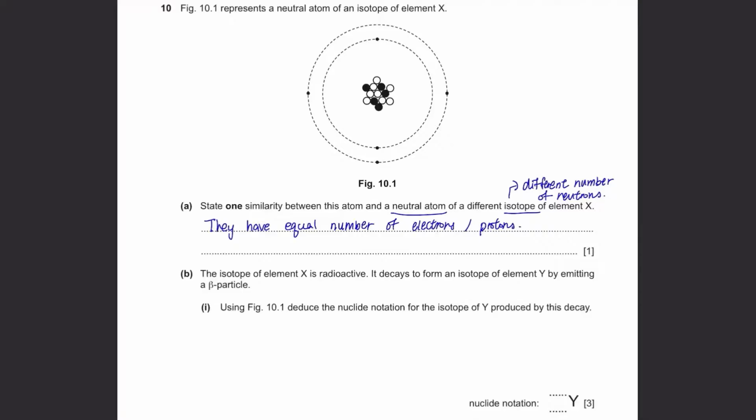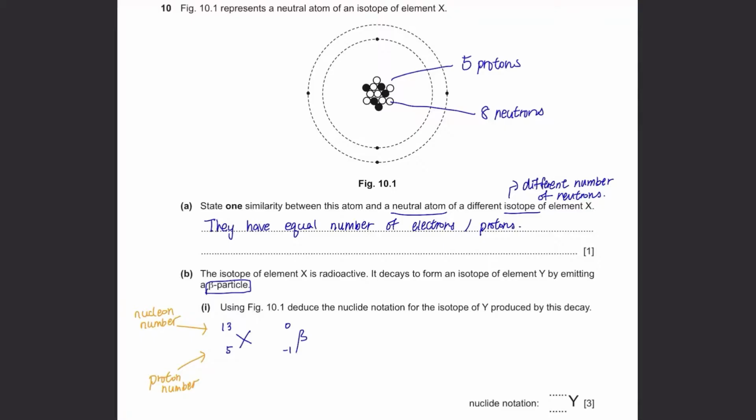First of all, count the number of protons and neutrons of element X. 5 protons and 8 neutrons, so it's X, 5, and 13. You write the proton number below and nucleon number above. Next, beta particle is basically an electron, it's -1 and 0. No protons or neutrons, just an electron.